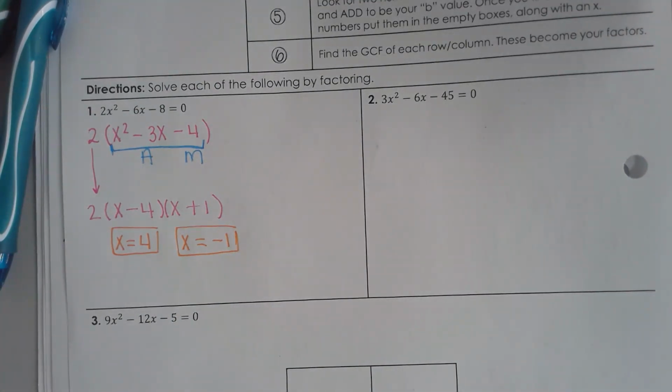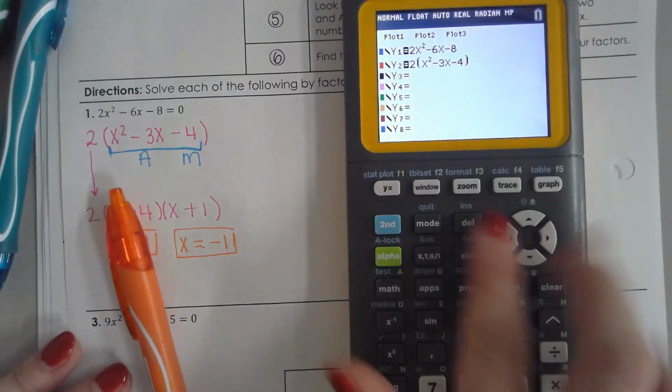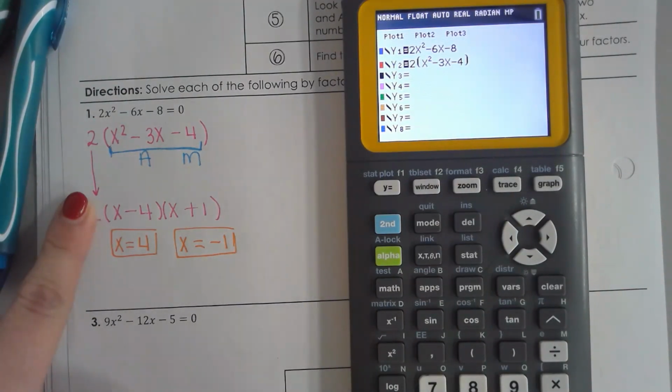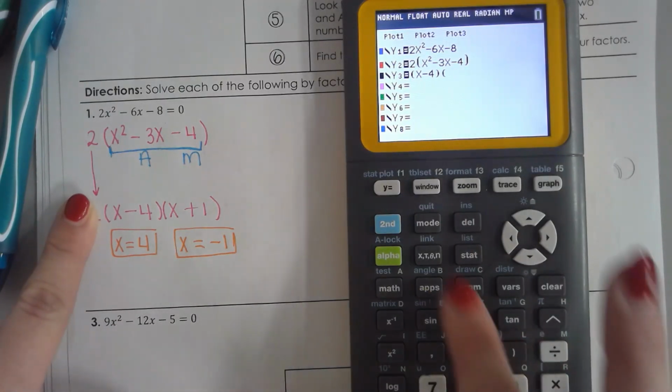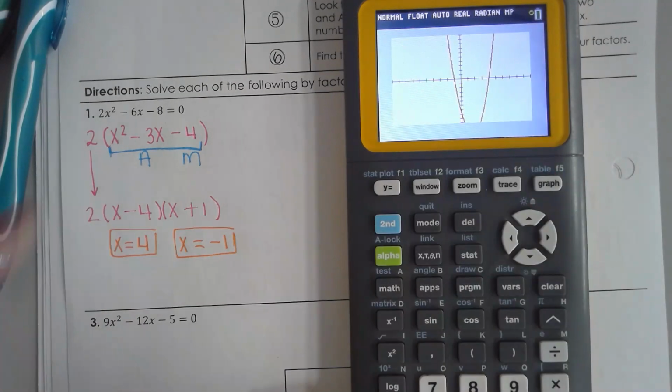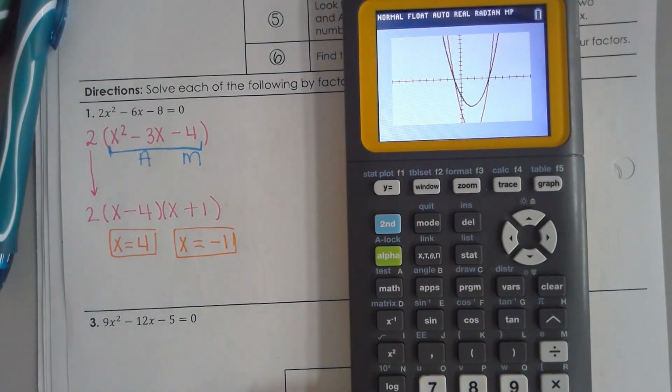What do you do with that 2? If the question only asks for the x-intercepts, it doesn't matter. It's still technically part of the quadratic. If I just drop the 2 and I have x minus 4, x plus 1, it's not technically the same parabola as my others. It's not technically the same as this, but it does technically have the same x-intercepts.